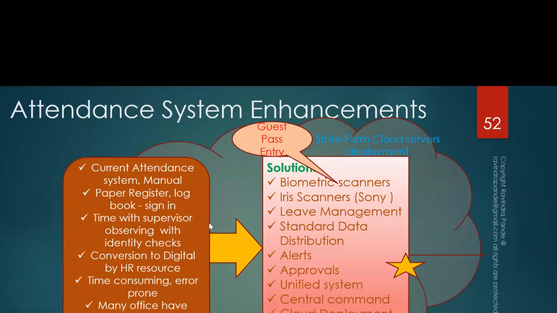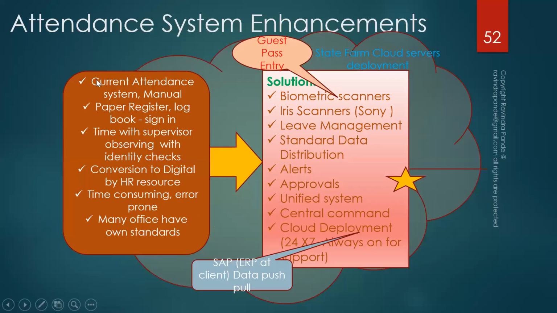As you can see on the left-hand side, we have jotted down the challenges or the needs. Basically, the current attendance system is manual: paper register, logbook sign-in, time with a senior observing this. So these are all problems and issues, and these are all the solutions we are talking about. So for the solution, we are going to use a biometric scanner, then we can use iris scanners, we can use leave management, standard data distributions, and so on.